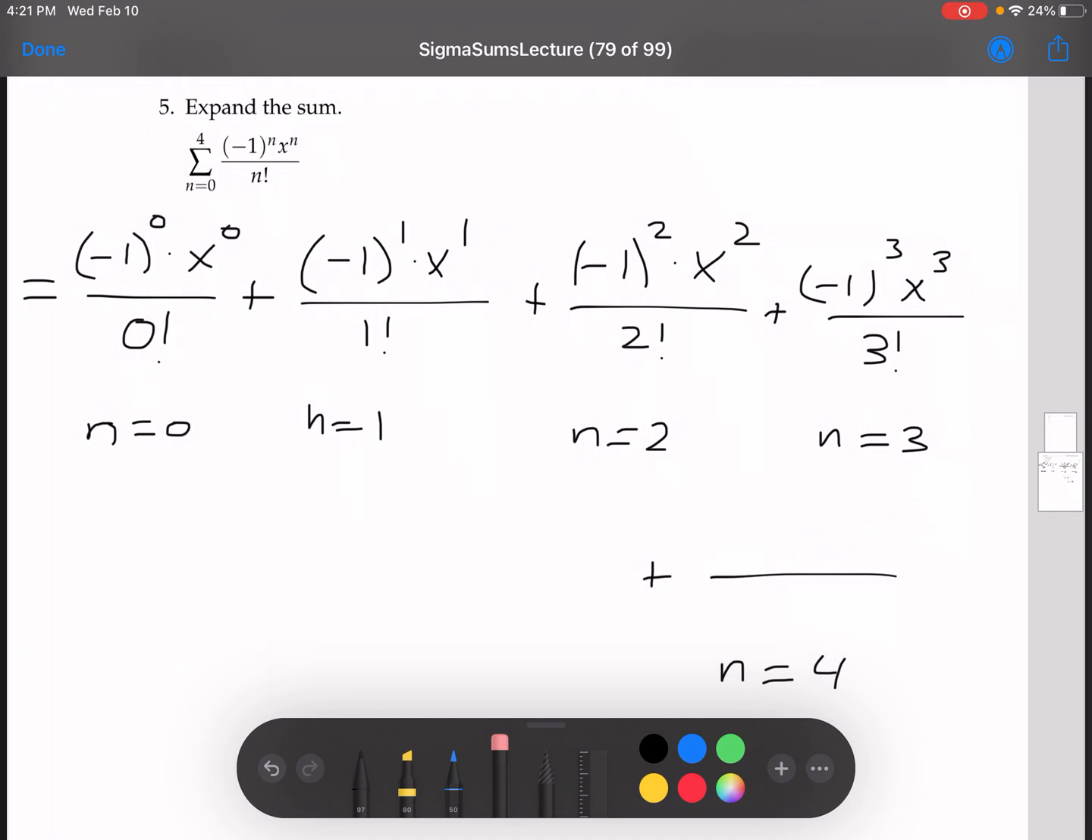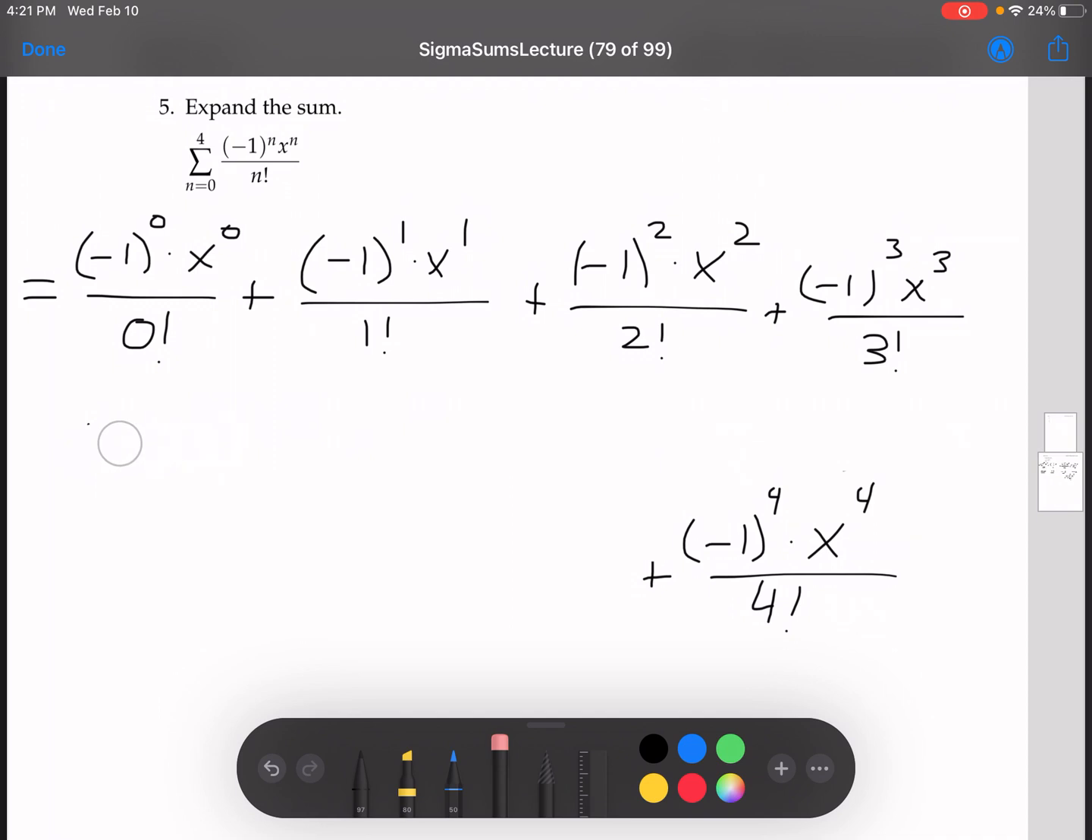All right, so the n equals 4 term, you got negative 1 to the 4th times x to the 4th over 4 factorial. You see what I did there? You don't have to put these things in there, but I did this to give you some understanding of where they come from. We're putting the 0 in for n, that gives us this first term. n equals 1 in there gives us the second term, then 2, and so on.